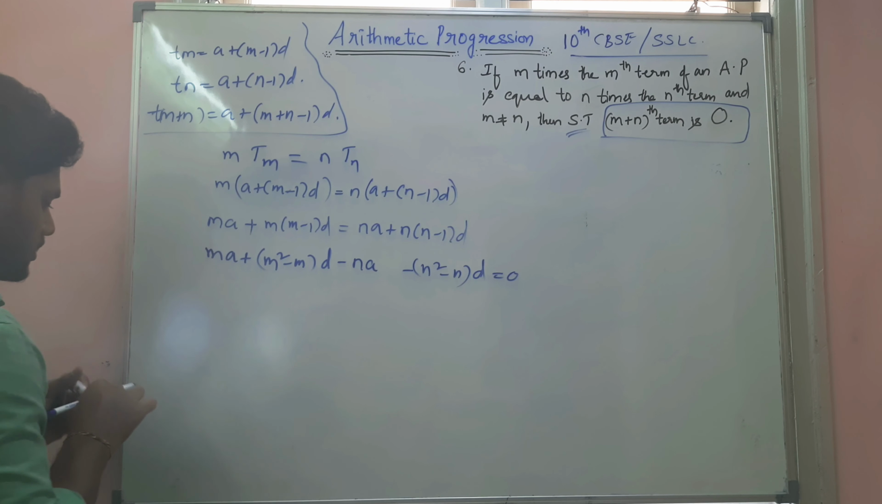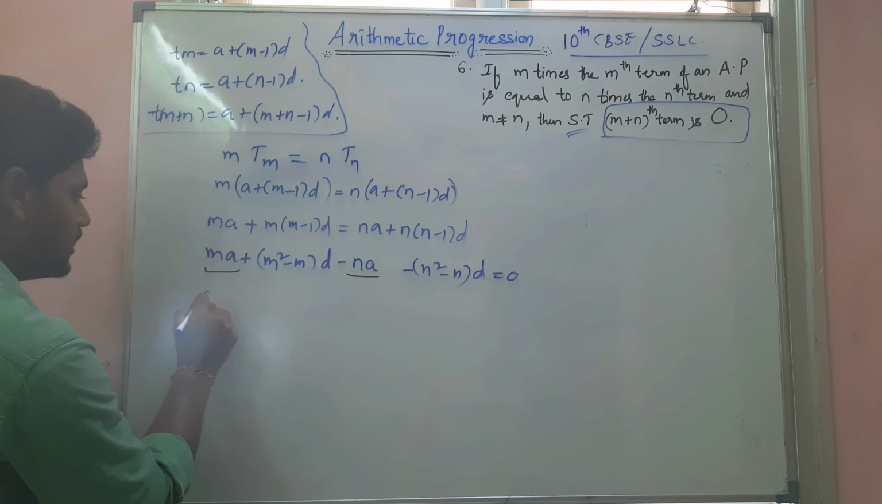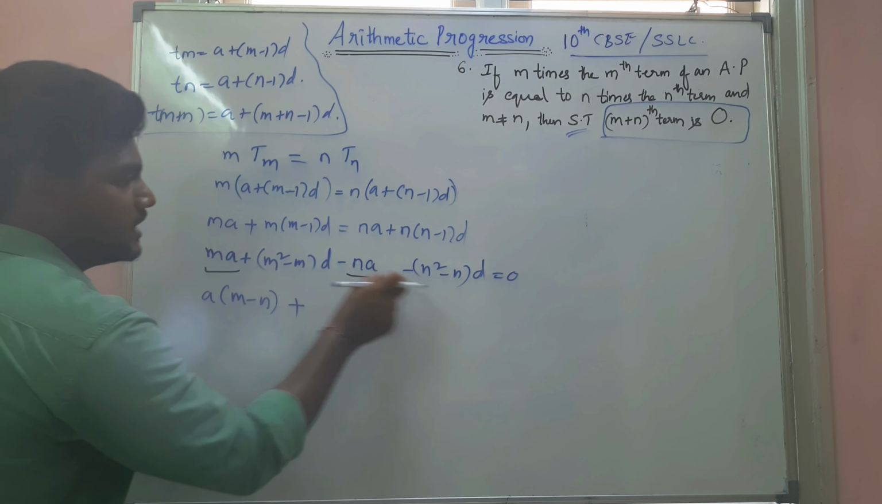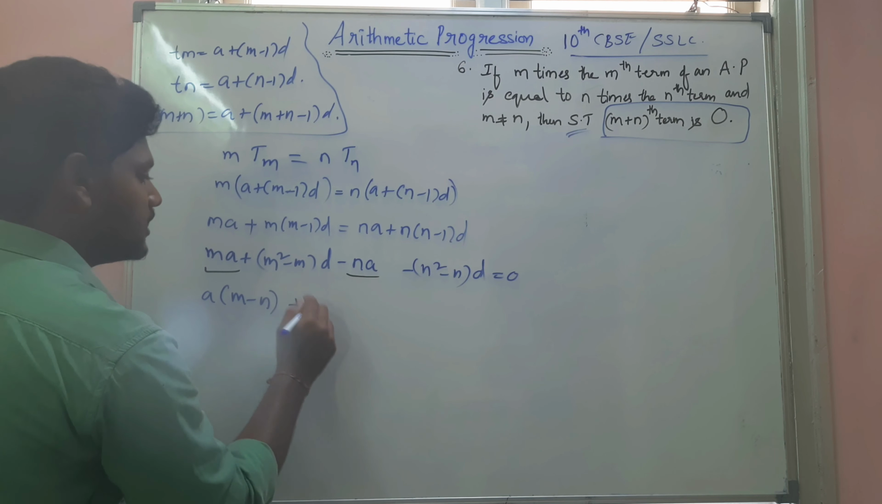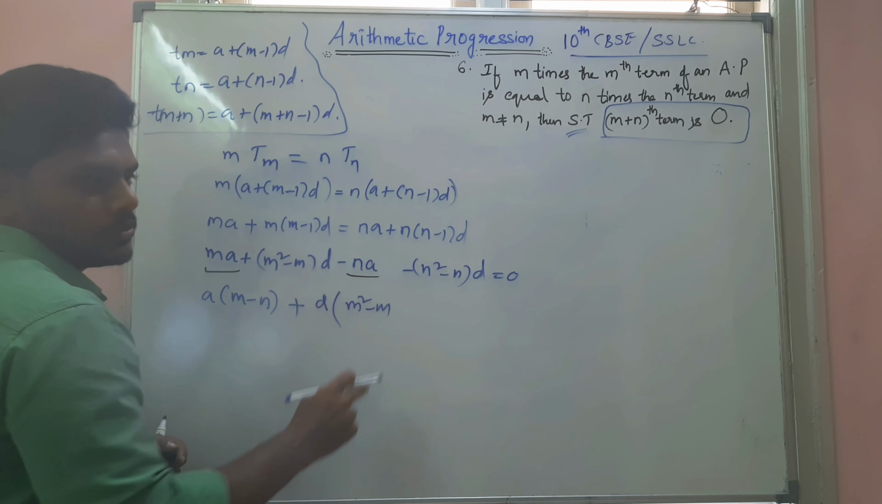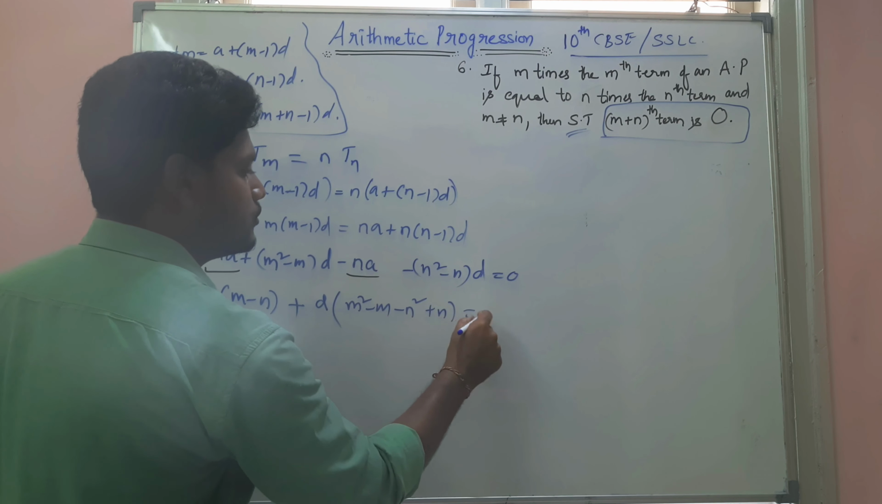Now from these two terms, see guys, what we can take common is a. If I take a common, it will become m minus n, right? Plus, in these two terms what we can take common is d. If I take d common, it will become m square minus m, minus n square, minus into minus plus n, equal to 0.